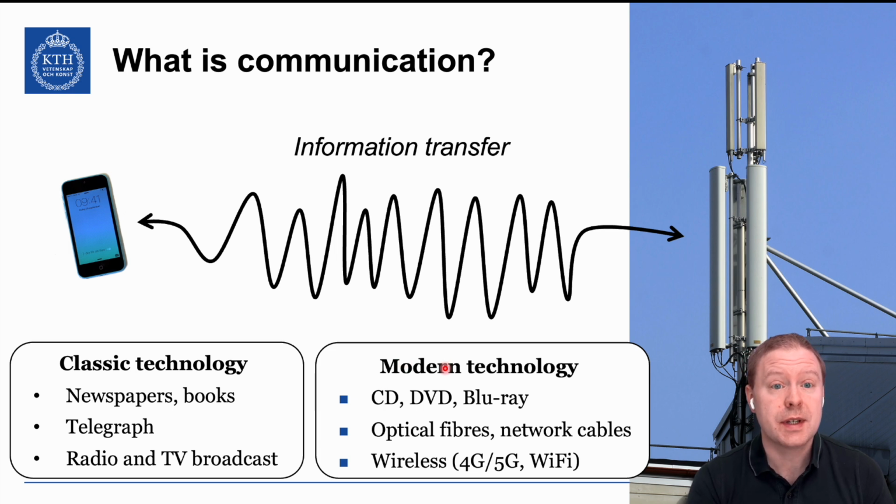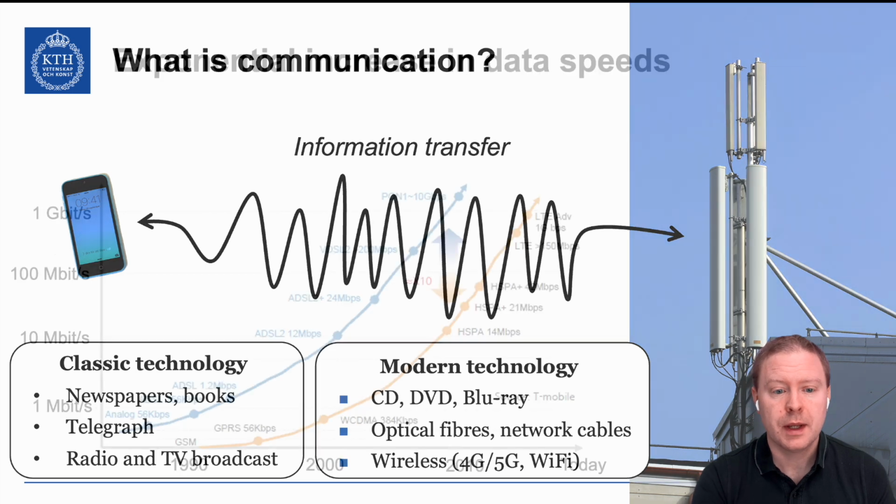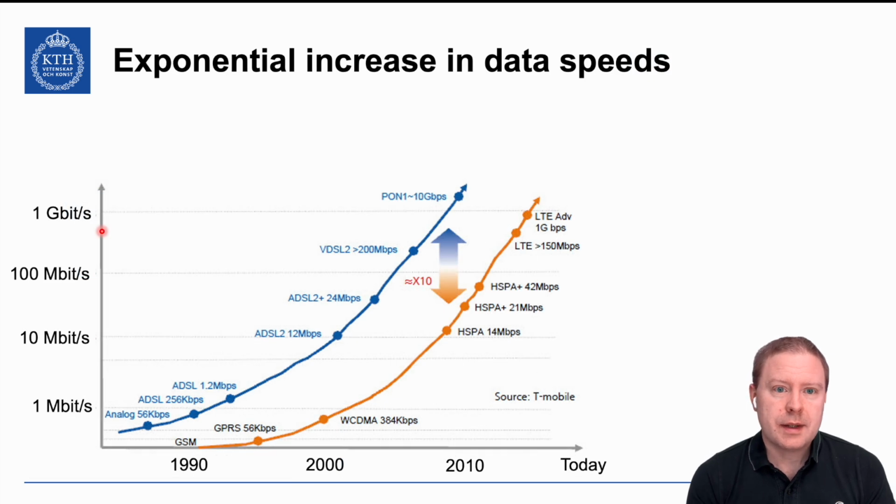Might be CD, DVD, or Blu-ray discs, or USB memories that we are transferring information using, or optical fibers or network cables, or the different wireless technologies like 4G, 5G, or Wi-Fi. So this is, of course, an illustration of how a base station in a mobile network is sending information back and forth to a mobile phone. And this is a technology that is evolving very rapidly.